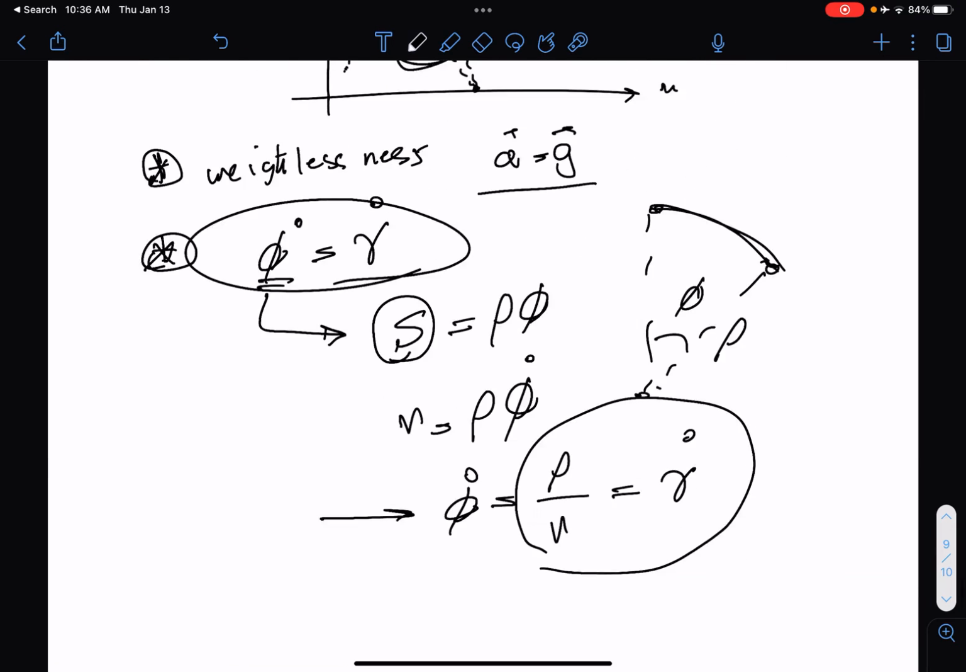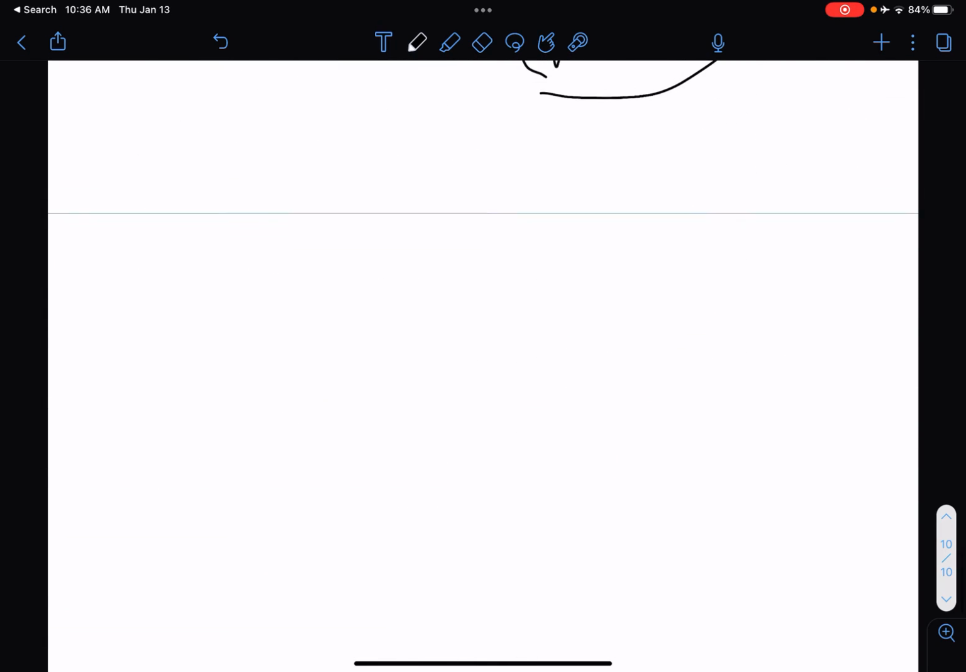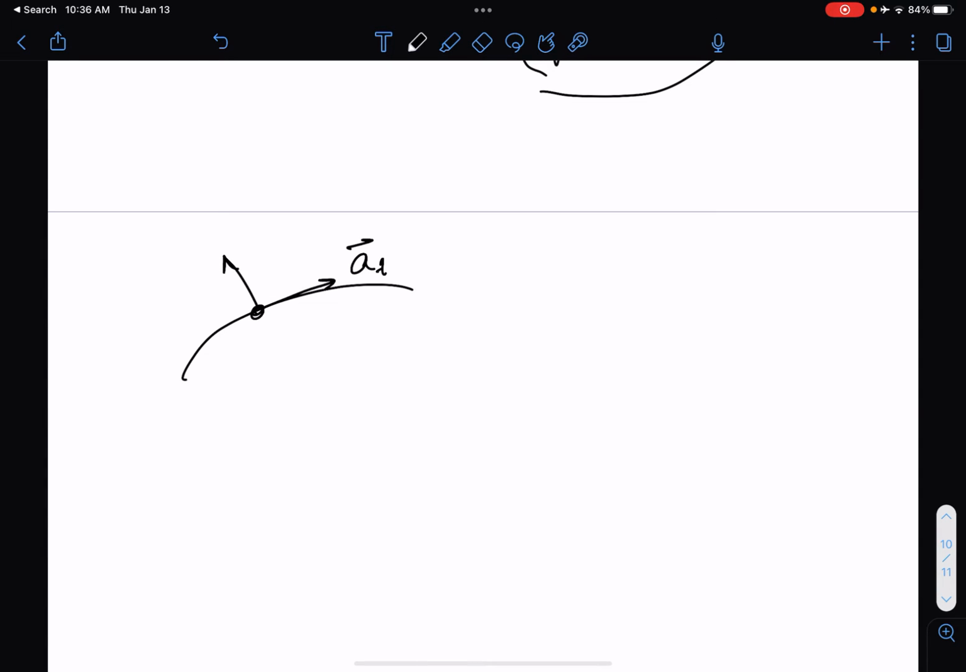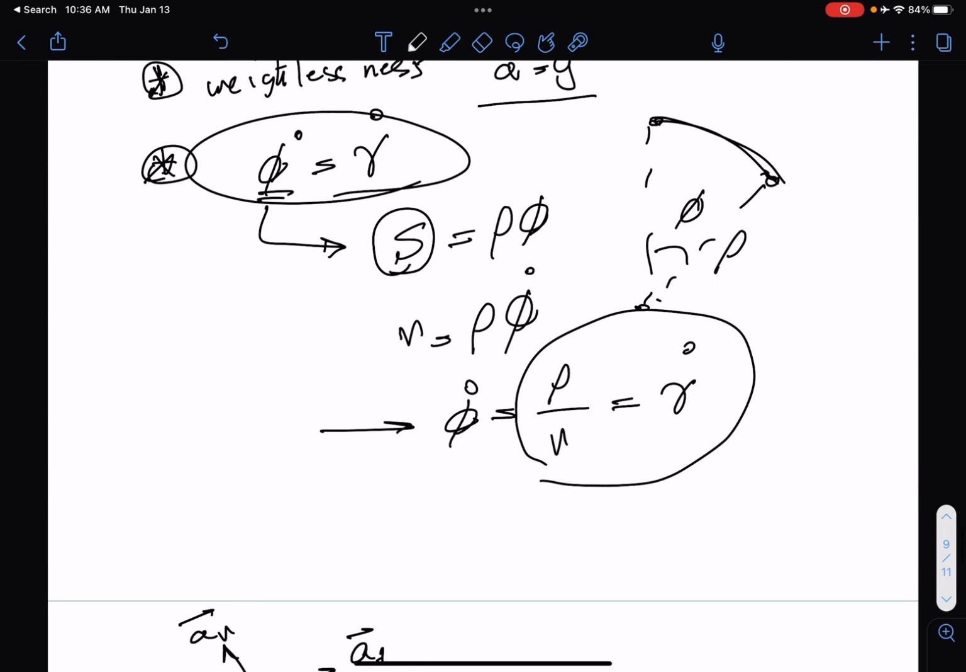Let's take a look at accelerations. So this is the parabolic path. We said we have a t and a n. How can we find the normal acceleration? Is it v over rho? Is it rho over v? I'm sorry, v over rho.